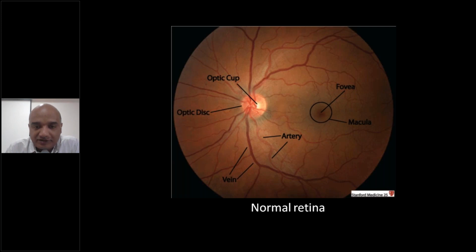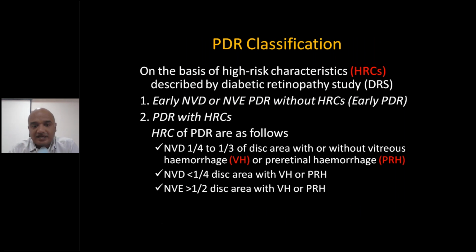If more than 25 to 33% is involved, that is HRC. Even if it is less than 25%, if it is associated with vitreous hemorrhage anywhere in the retina, then also it is HRC. If there is an NVE which is greater than half the disc area with vitreous hemorrhage or pre-retinal hemorrhage, that is also a HRC.